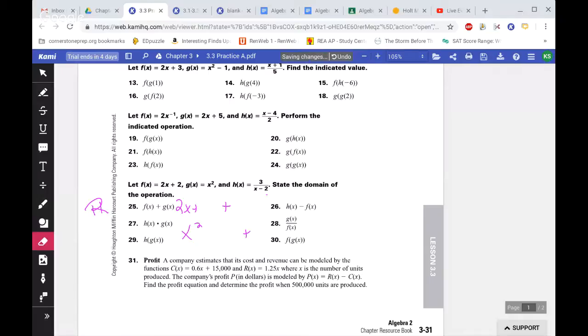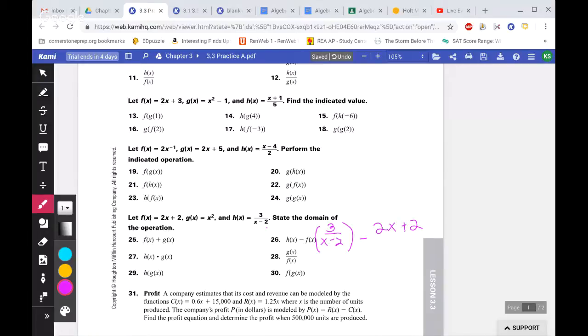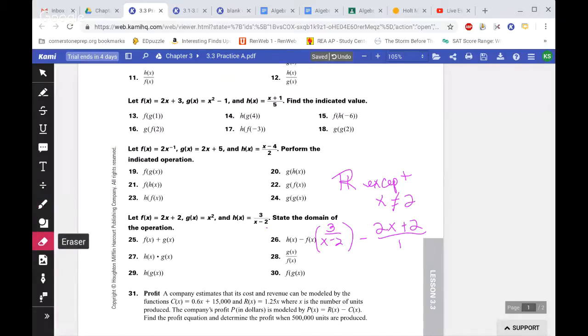So for number 25, the answer is all real numbers. Okay. Now, on 26, we have h. So you don't have to work it all the way out, but you do have to take a look at it and think, what could you not plug into this? What would make the denominator 0? 2. So this is going to be all real numbers except x cannot equal 2. Okay. So the answer to 26 is all real numbers except x cannot equal 2.